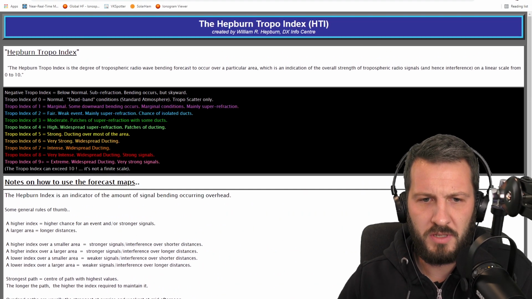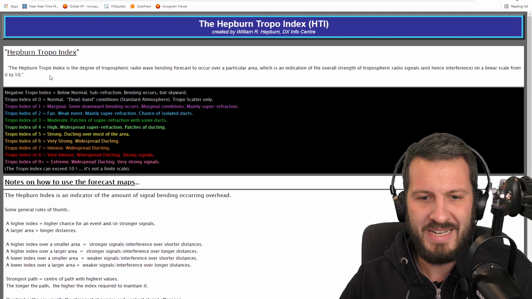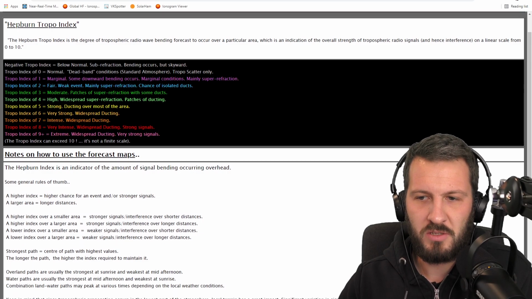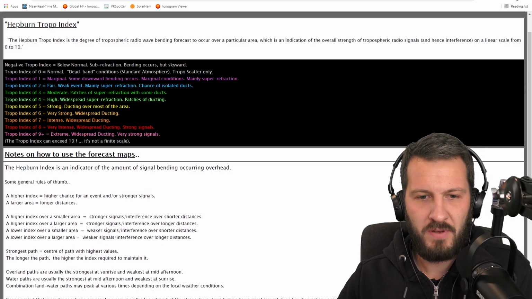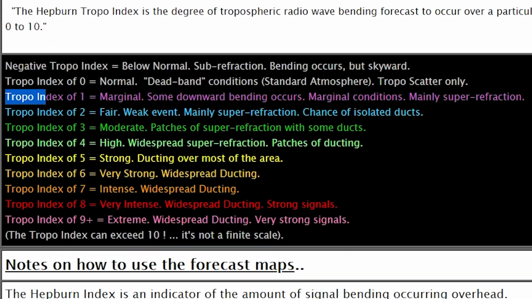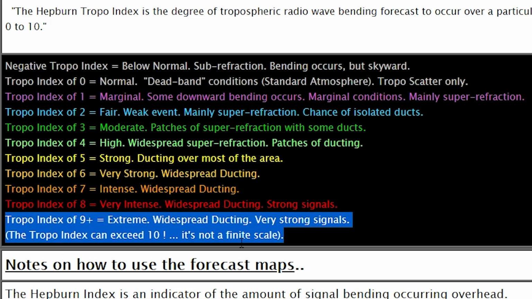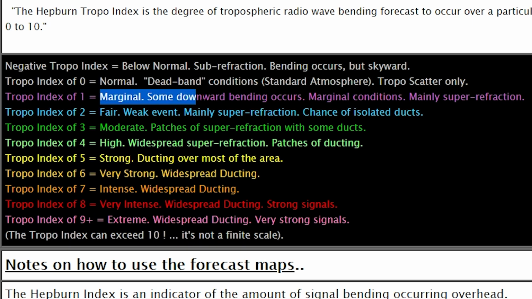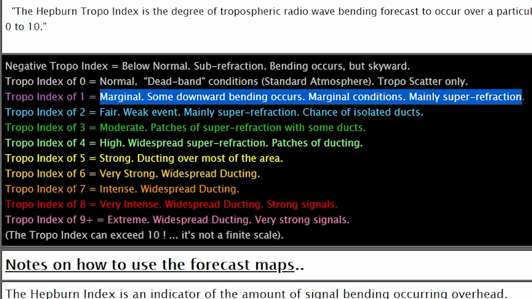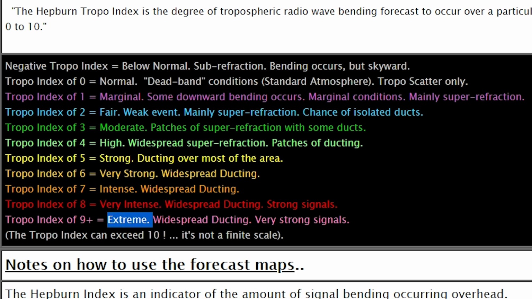So going on to this webpage, the Hepburn Tropo Index. The charts that we'll look at shortly have a rating which is called a Tropo Index, from 1 to 9 plus. Sometimes it can also exceed 10. So 1 being marginal, some downward bending occurs, marginal conditions, mainly super refraction, all the way up to 9, which is extreme, widespread ducting, very strong signals.